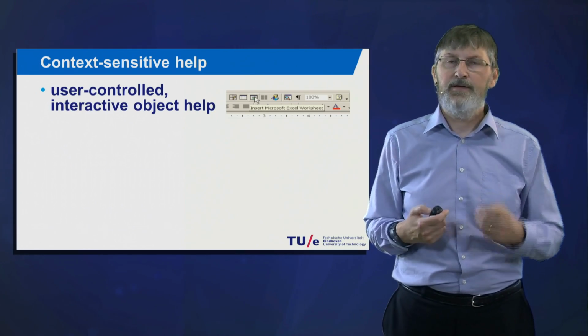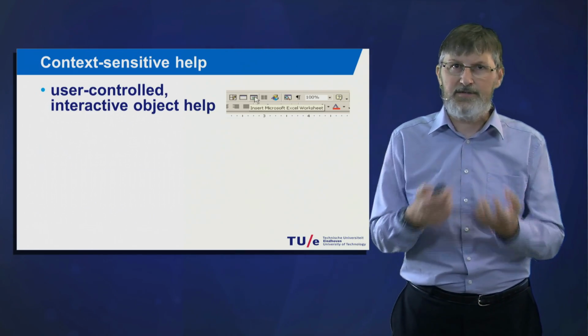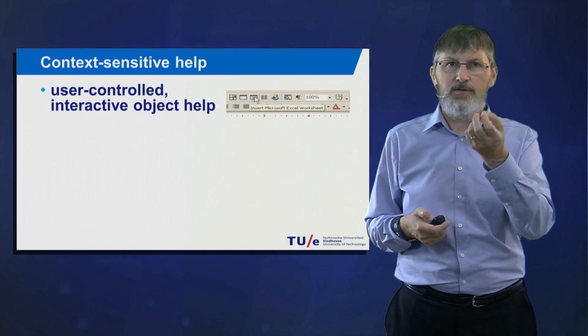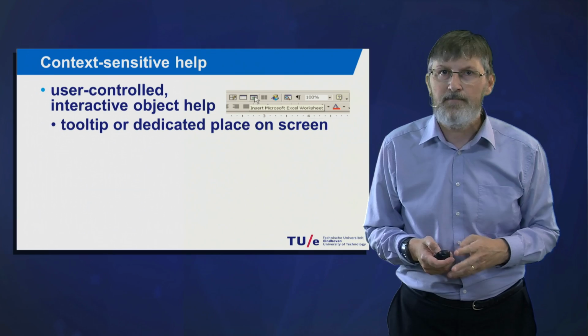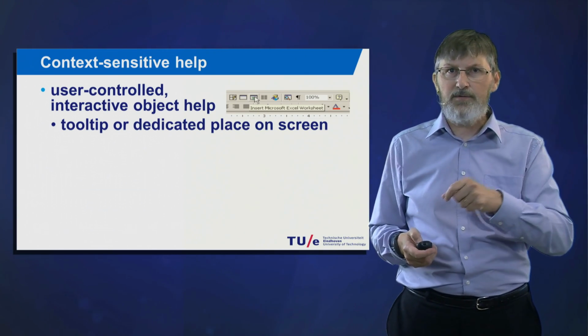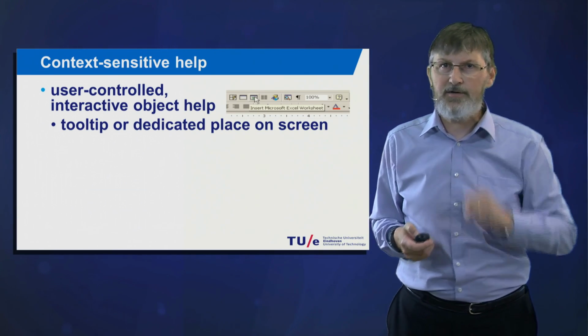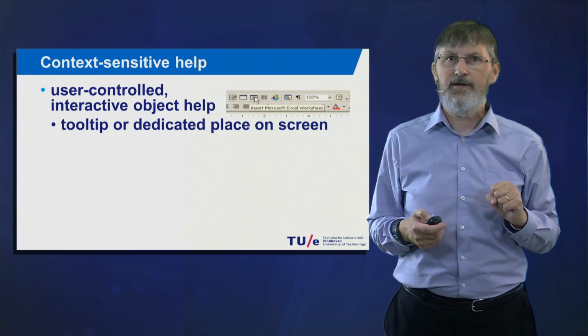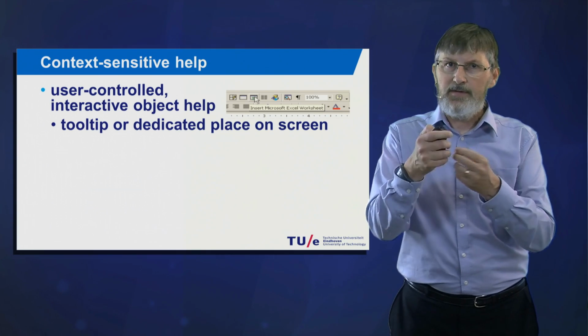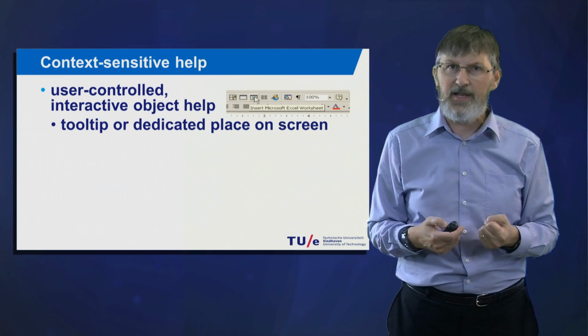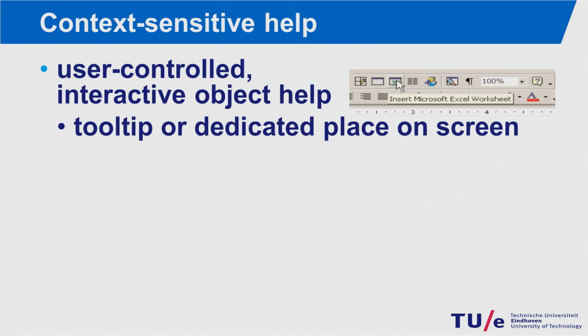Context-sensitive help can sometimes be very simple. For instance, user-controlled interactive object help like tooltips. When you mouse over an icon and you click right away, you will not see a tooltip. The tooltip only becomes available when you hesitate for a brief moment, and then the system will give you a bit of help.